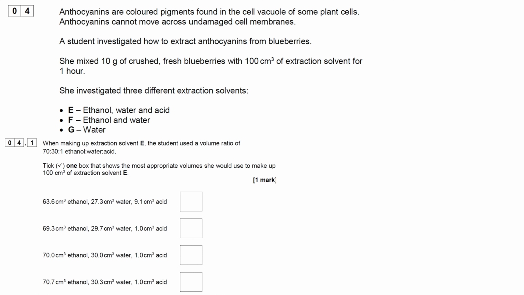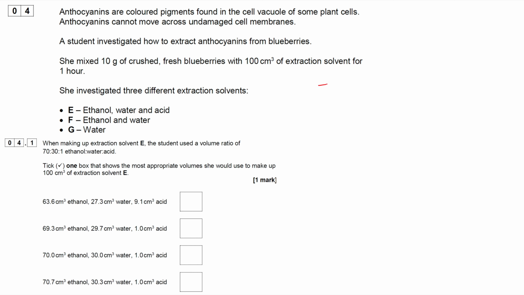Okay, so the question is, when making up the extraction solvent E, the student used a volume ratio of 70:30:1 for ethanol, water and acid. Tick one box that shows the most appropriate volume she would use to make up 100 cubic centimeters of extraction solvent E. And here we have the 4 options. But let's do our own calculations first.